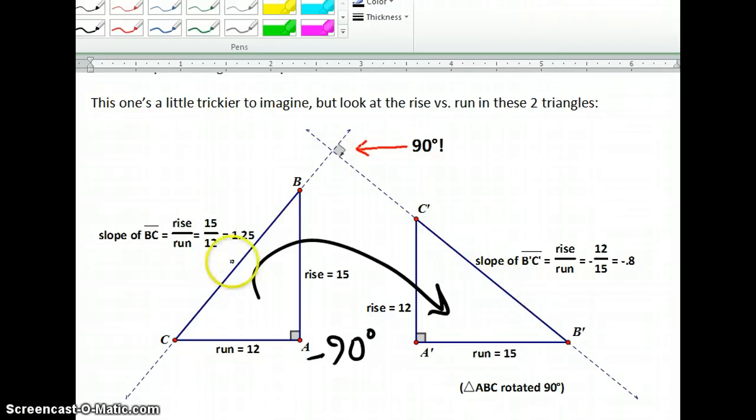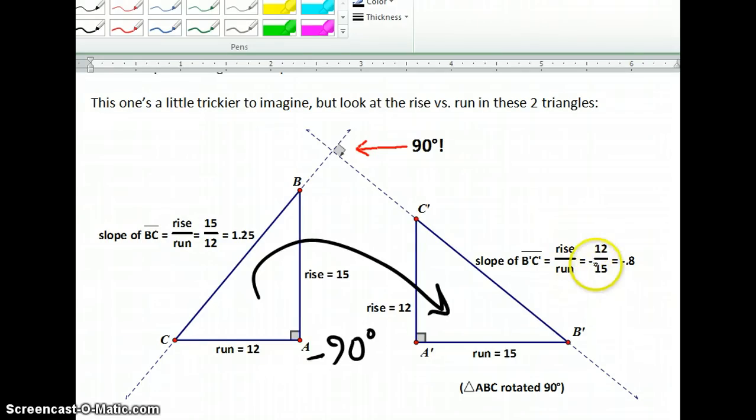Because remember, we're trying to compare this slope to this slope. Well, when I rotated that thing 90 degrees, this rise, this segment from A to B, became this segment down here, A prime to B prime. So that's the 15. This thing that was the 12 got rotated from AC to A prime C prime. So it sort of got flipped upwards here, and now it's the rise. It's 12. So the rise and the run essentially have changed positions. So the rise over run is going to now look like a reciprocal of this, because rise over run used to be 15/12. Now rise over run is 12/15.